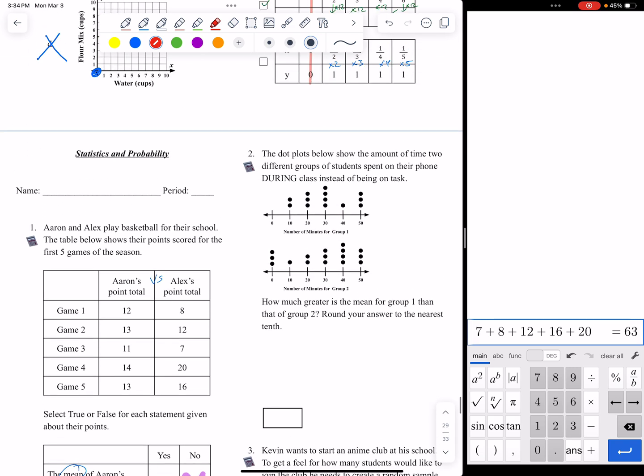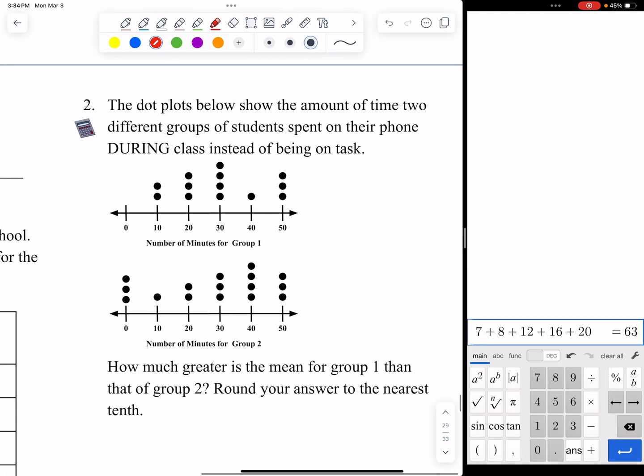All right, number 2. The dot plots below show the amount of time 2 different groups of students spent on their phone during class. Okay, don't do that. Instead of being on task. How much greater is the mean for group 1 than that of group 2? Round your answer to the nearest 10th.